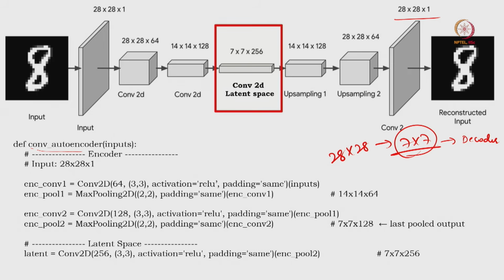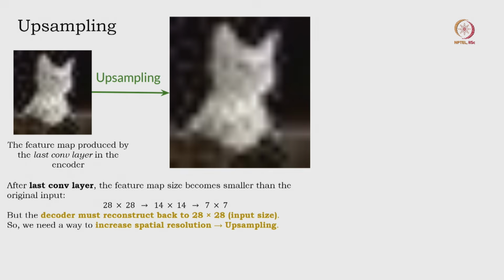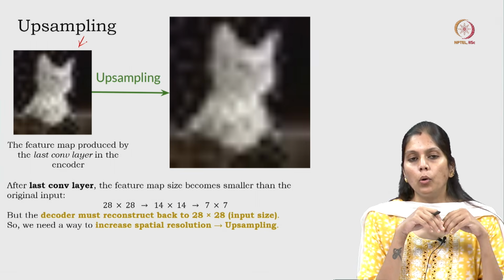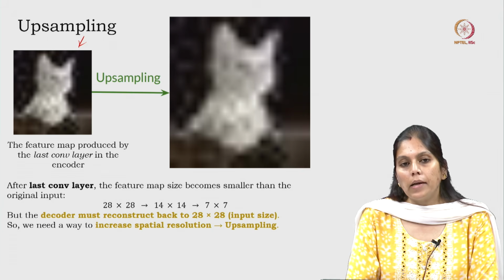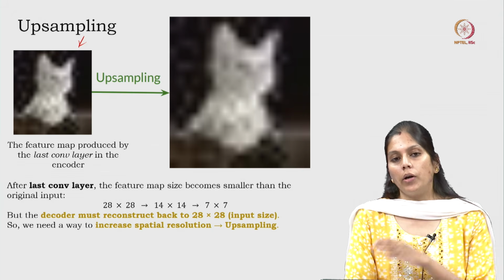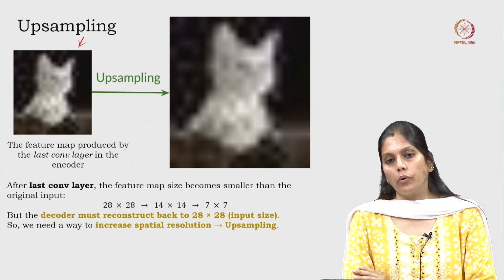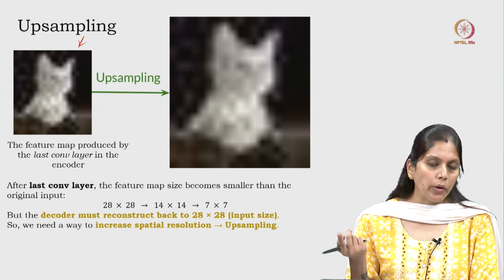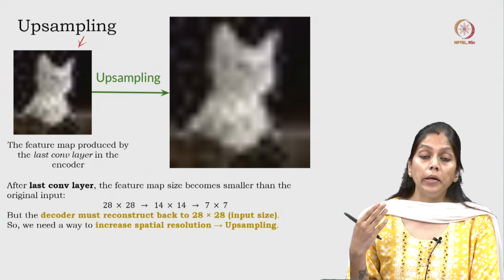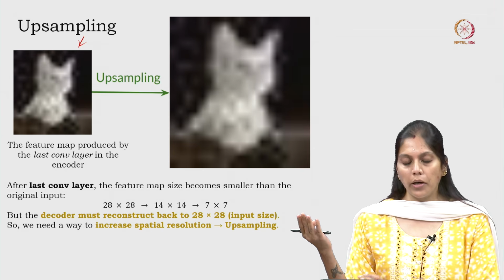Now, you are at 7 cross 7. So, now we have to do upsampling. Let us understand what upsampling is with a simple example, and then we will come back to the same program. So, what is upsampling? Whatever image you are seeing here is a feature map obtained from the last convolutional layer. Now you have reduced from 28 cross 28 to 7 cross 7. From this 7 cross 7, you should reconstruct back to 28 cross 28, which means you have to increase this 7 cross 7 to 28 cross 28.